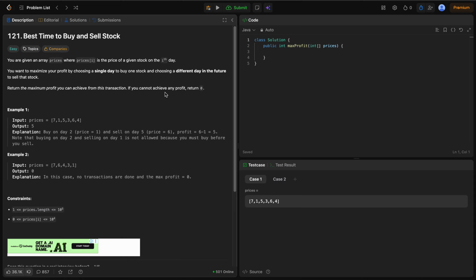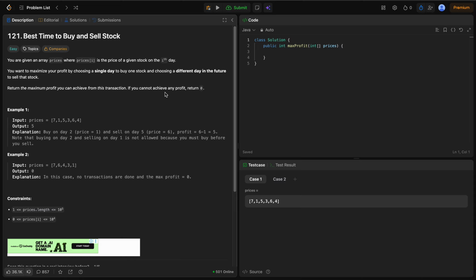That means from 7 and 1 I can get one profit. Profit is the sell value minus the buy value, right? So that means it's minus 6. And likewise, 5 minus 7 is equal to minus 2, then 4 minus 7 is equal to minus 3, and so on. So these are all the profits that I got, okay?